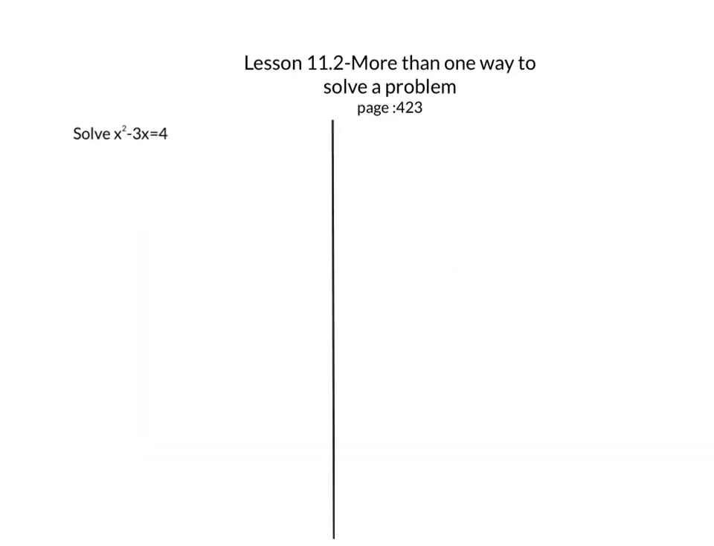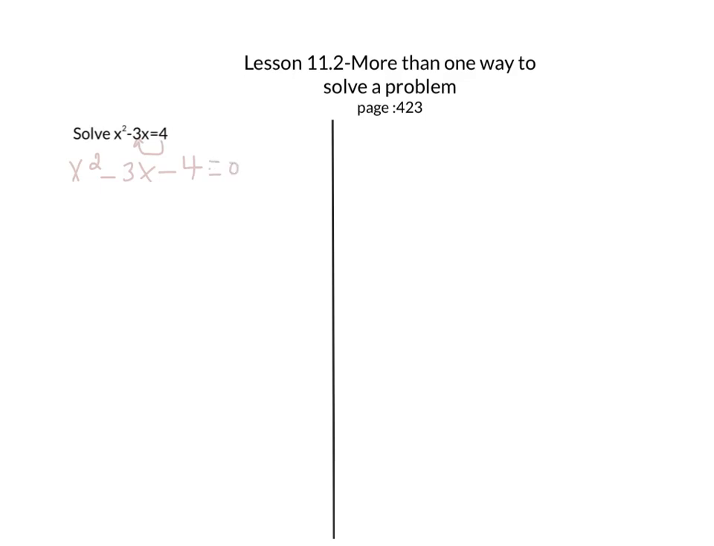Now we go for example 2. Example 2 is x squared minus 3x equals 4. To solve it again, step number 1, moving the 4 to the other side, changing its sign. So I have x squared minus 3x minus 4 is equal to 0.